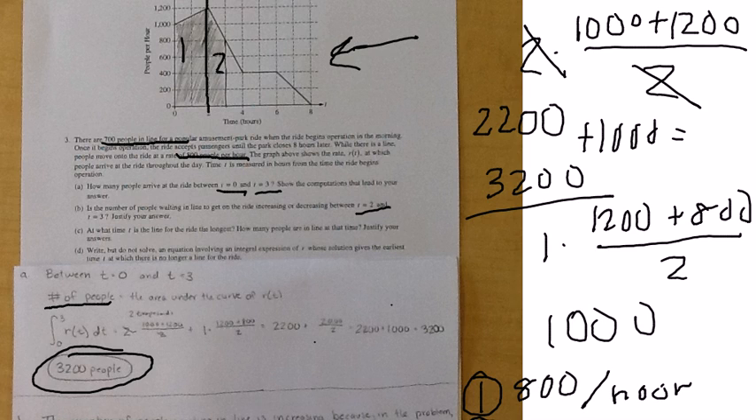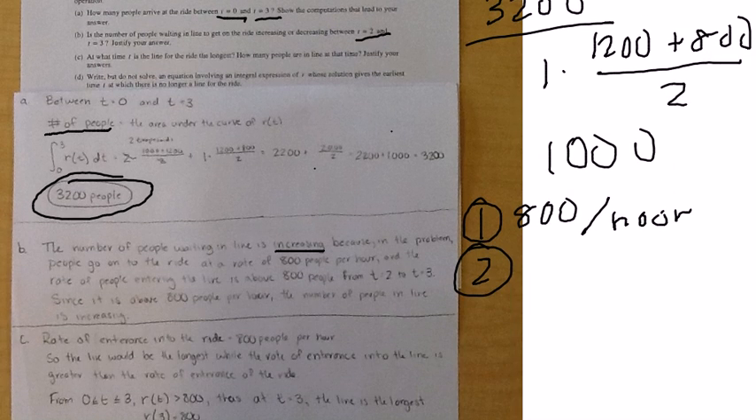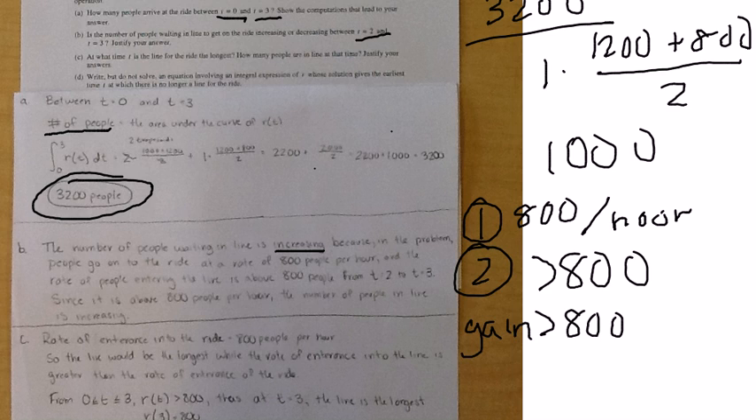The line is gaining people at 2 at 1,200, and at 3, 800. All those numbers are above, from 2 to 3, those numbers are greater than 800 people. So the line is gaining people at a rate above 800. So since it's gaining above 800 people per hour from 2 to 3, the line is increasing because there's more people coming into the line.